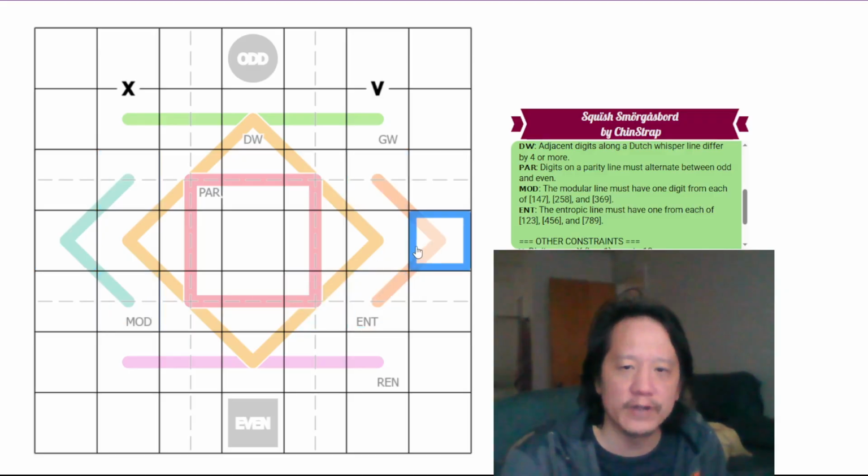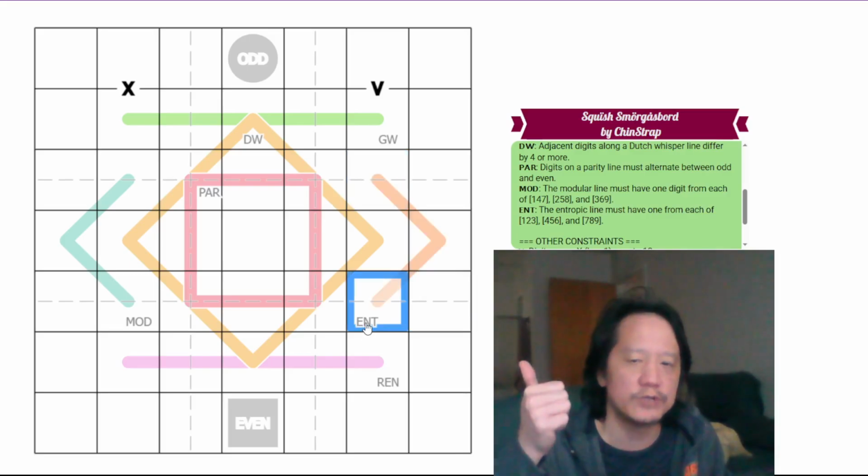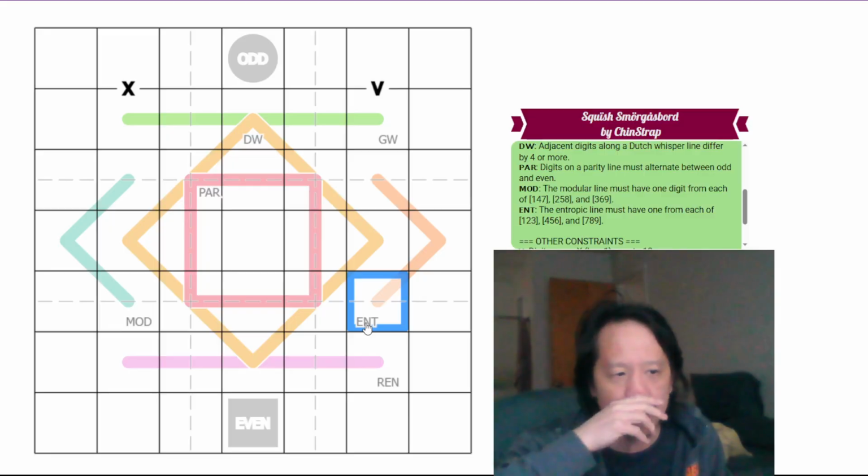Similarly, we have an entropic line, where the entropic line must have one from each of 1, 2, 3, then 4, 5, 6, and 7, 8, 9, which is a low, a middle, and a high digit.